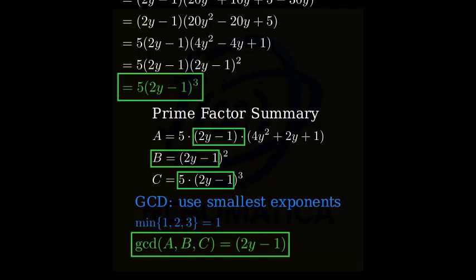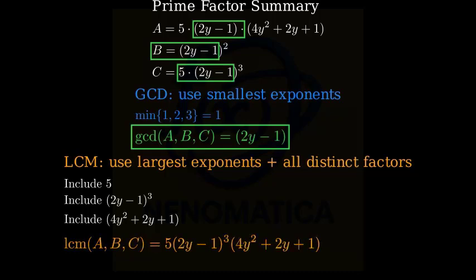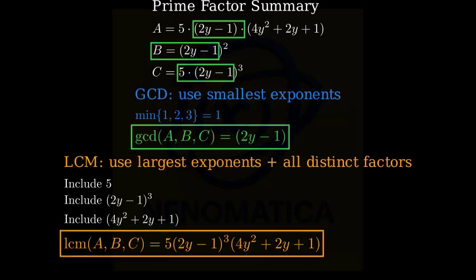Step 5. The least common multiple. Include every distinct factor with its largest exponent. We need the factor 5. We need 2y minus 1 to the third power, and we also need 4y squared plus 2y plus 1. So the least common multiple is 5 times (2y minus 1) cubed times (4y squared plus 2y plus 1).